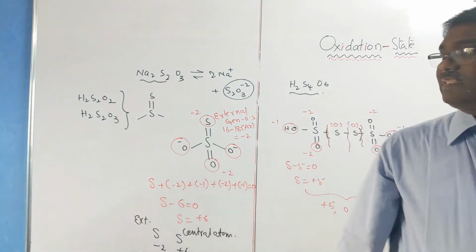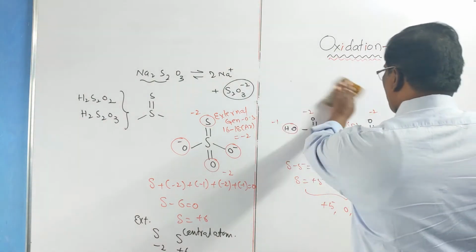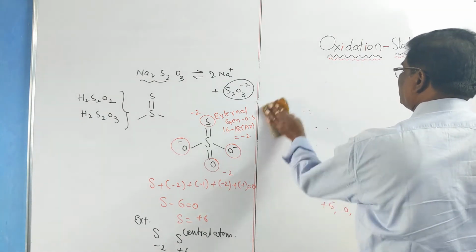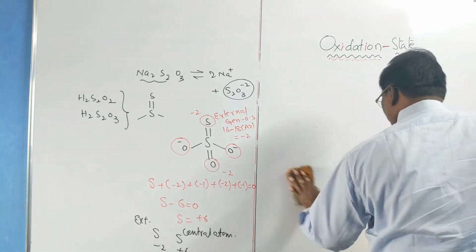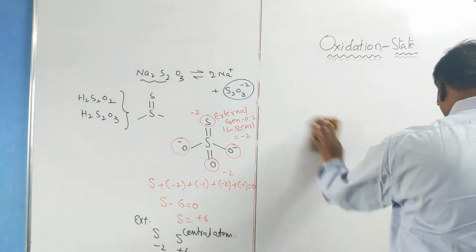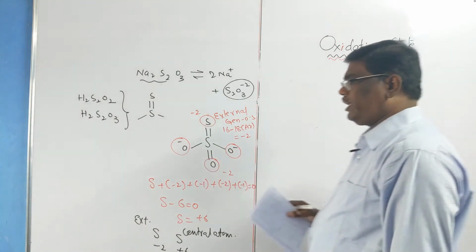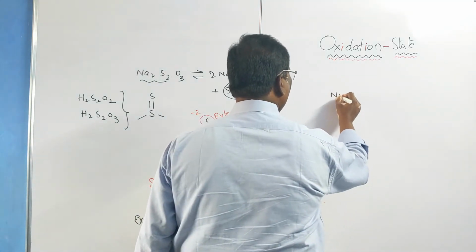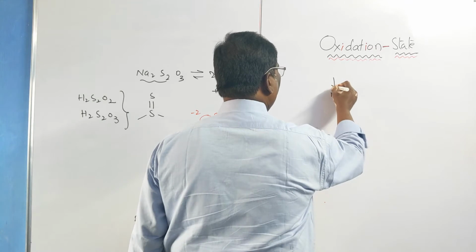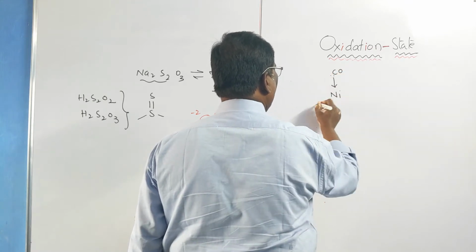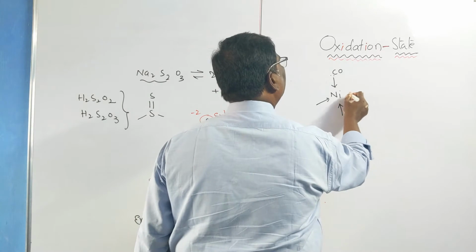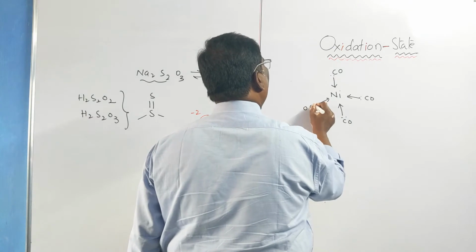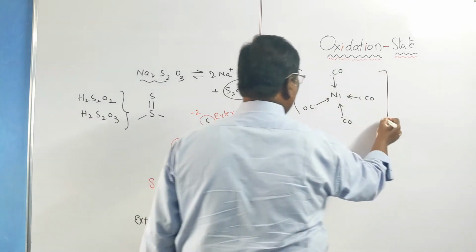Now we are going to discuss finding oxidation states of complex compounds. First of all, what is a complex compound? A compound in which an atom or ion or molecule donates a lone pair of electrons to the central atom. For example, you take nickel. Now nickel is the central atom here. Carbon monoxide is donating lone pairs of electrons. Thus, the compound formed is taken as a complex compound.